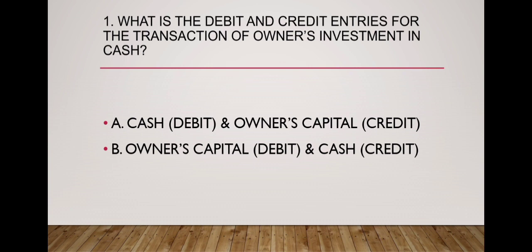Question number 1. What is the debit and credit entries for the transaction of owner's investment in cash? A. Cash debit and credit owner's capital. B. Debit owner's capital and credit cash.